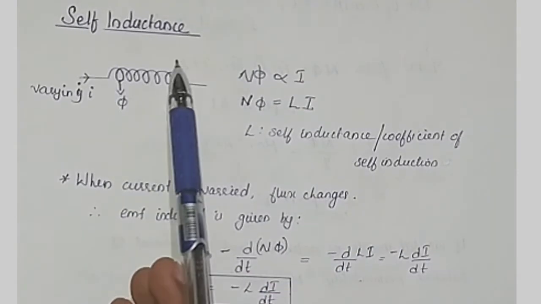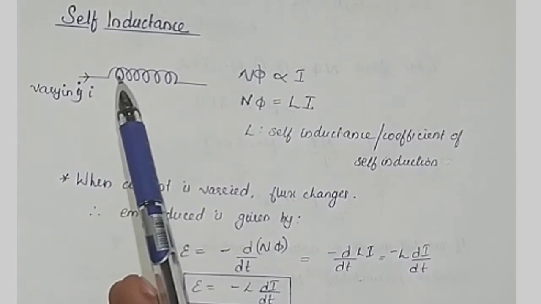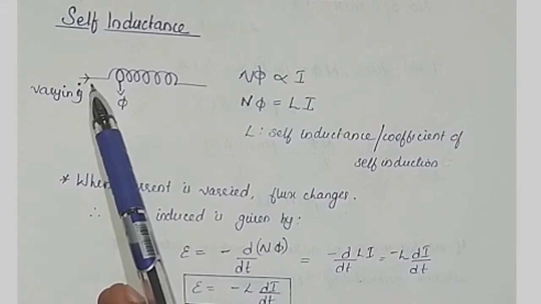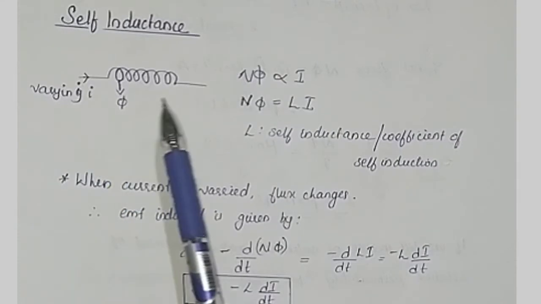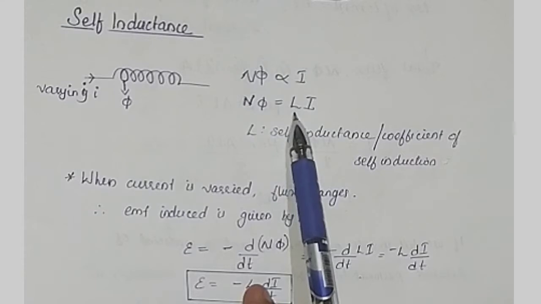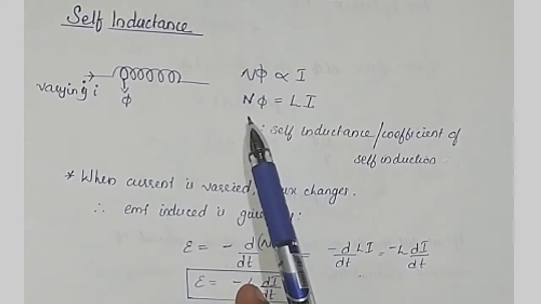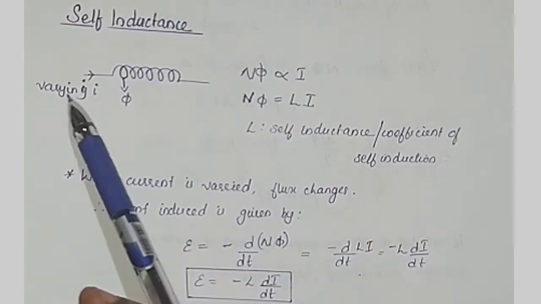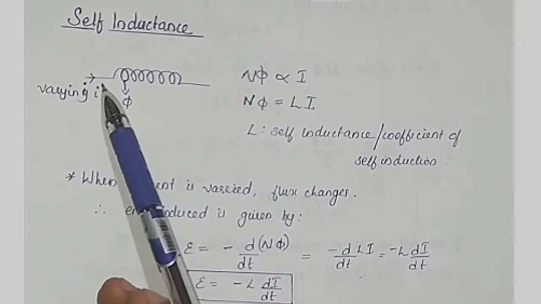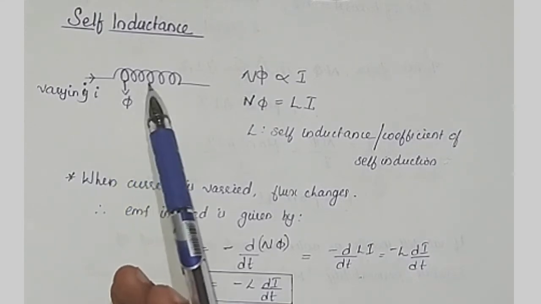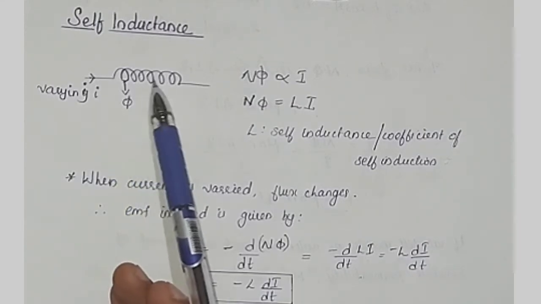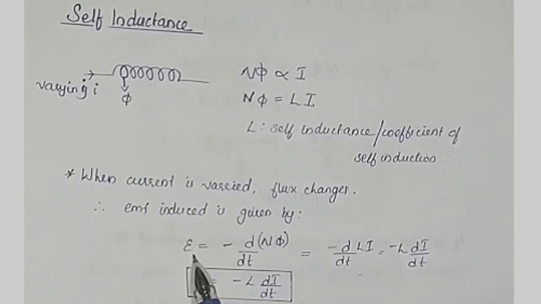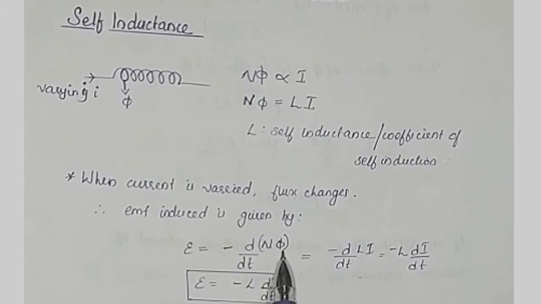So in the process of self-inductance, we are passing a current through a coil, and the flux through that coil depends on this current, and that relation gives us the self-inductance or the coefficient of self-induction, and we obtain the relation N phi is equal to LI. As we told, we are varying this current, and so the flux also varies, and changing flux through the coil produces an EMF, and we can write that EMF to be minus d by dt of N phi.